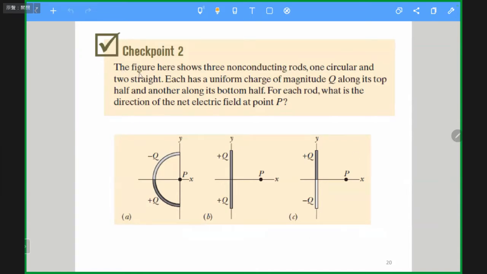So the figure here shows 3 non-conducting rods, 1 circular, 2 straight. Each has a uniform charge of magnitude Q along its top half and another along its bottom half. For each rod, what is the direction of the net electric field at point P? This quick checkpoint lets you get familiar with how we do the cancellation. We don't really need to calculate anything.